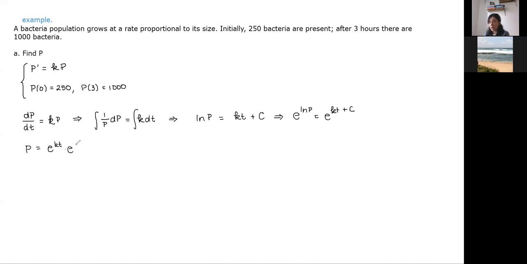So then I'll have e to the power of c, which means that p is equal to some constant a times e to the power of kt, where all I have done is write e to the power of c as my constant a. Right, and that's because the value of c is arbitrary.